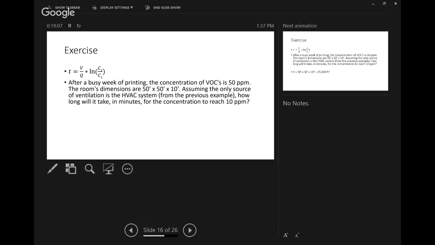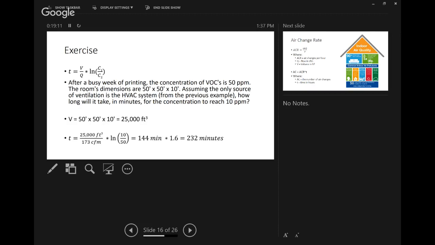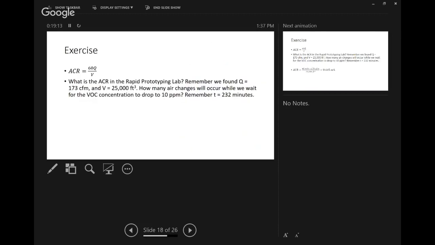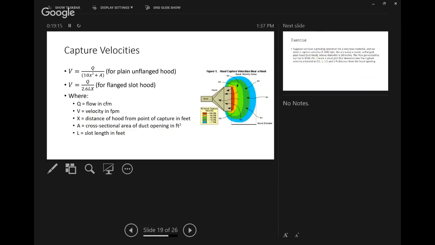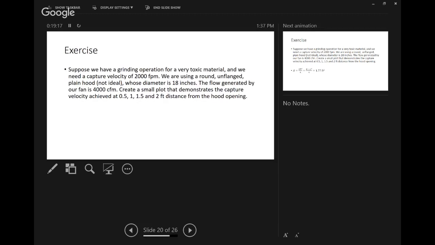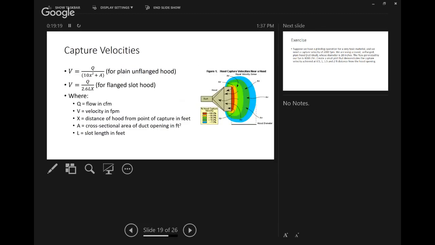All right. I'm going to talk about air change rate. We won't talk about capture velocities. Just know that the further away you move from your hood, the less velocity you're going to have because it's spreading out over a larger area, just like your thumb on a hose, for example. The air slows down, so you have to be aware of that.